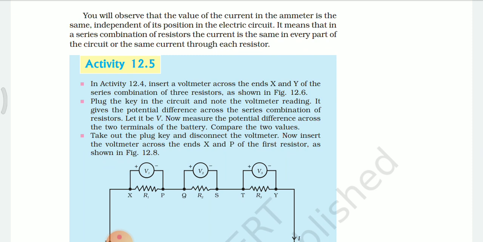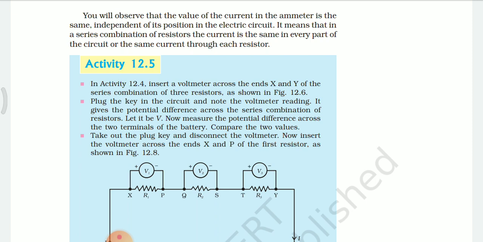Activity 12.5: In activity 12.4, insert a voltmeter across the ends X and Y of the series combination of three resistors as shown in figure 12.6. Plug the key in the circuit and note the voltmeter reading. It gives the potential difference across the series combination of resistors. Let it be V. Now measure the potential difference across the two terminals of the battery. Compare the two values. Take out the plug key and disconnect the voltmeter.